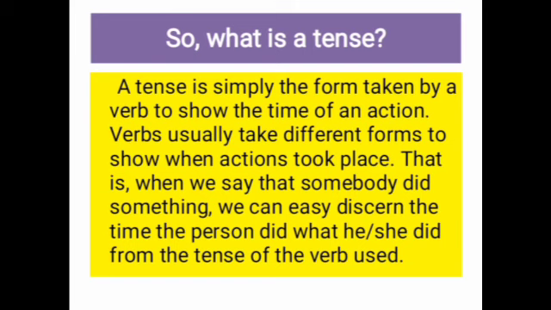As simple as that, okay? Verbs usually take different forms to show when actions took place. When an action takes place, the verb will change its form to tell you the time that action took place, okay? So that's what we mean by tense. That is, when we say that somebody did something, we can easily discern the time the person did what he or she did from the tense of the verb used.